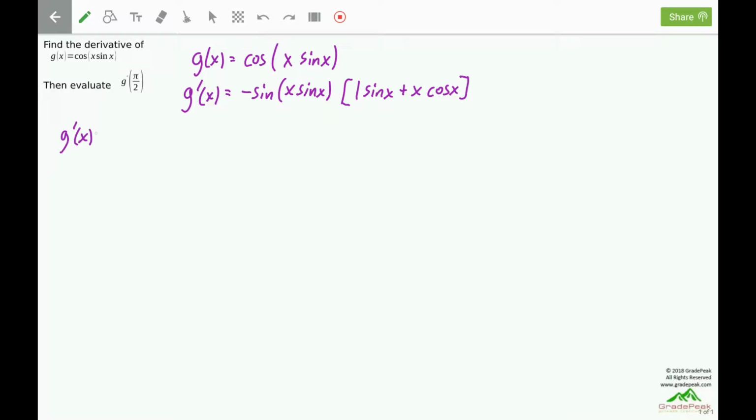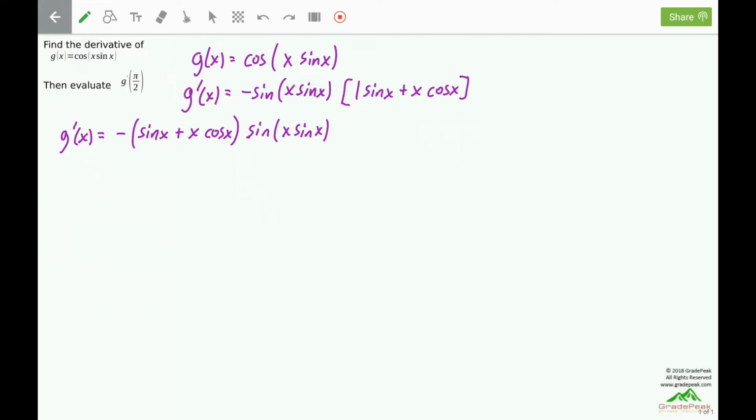Now I'm going to rewrite g prime of x by moving this expression out front with the negative, and I'll use parentheses instead of square brackets. 1 times sine x is sine x plus x cosine x. The reason I wrote those first is those trig functions are a little smaller than the other one. The other one is the sine of the entire quantity x sine of x. And it's customary to put the smaller trig functions first and then the bigger ones later. So there's our derivative g prime of x.